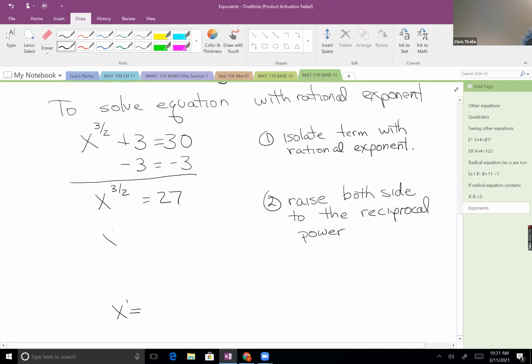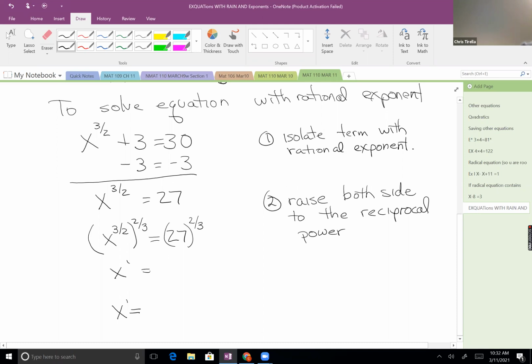So where I have x to the 3 halves equals 27, my exponent is 3 halves, the reciprocal is 2/3. So I'm going to go ahead and raise both sides to the 2/3 power. Well, we remembered that when we raise a power to a power, we multiply those exponents. And when I multiply something by its reciprocal, I get 1. So bam, I did it. I've got x to the first.